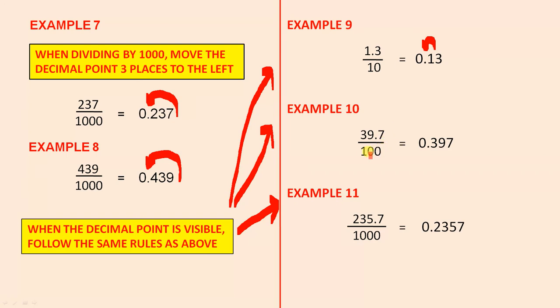39.7 divided by 100, now we're dividing by 100. The decimal point was there between the 9 and the 7. We moved 2 places to the left because we divided by 100, so the answer is 0.397. And finally, 235.7, there's the decimal point, it's visible, so it was there. I've moved it 3 places to the left, and the answer is 0.2357, because when you divide by 1,000, you move the decimal point 3 places to the left. Now, if you follow those simple rules, you should have no problems with these sums.